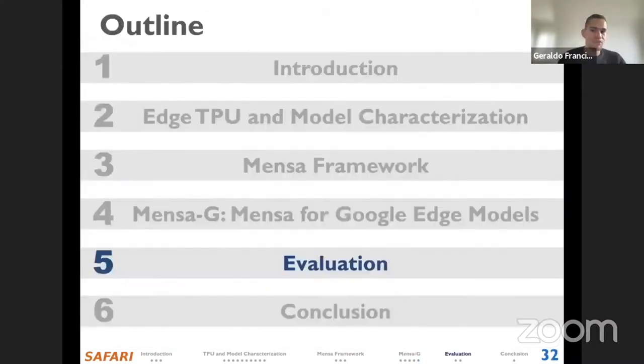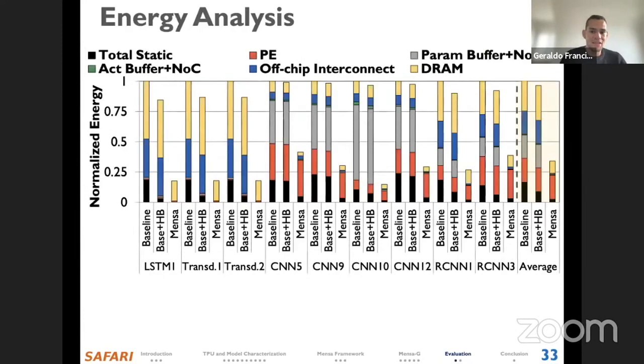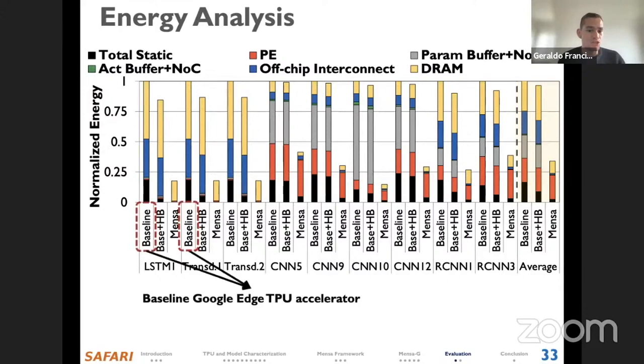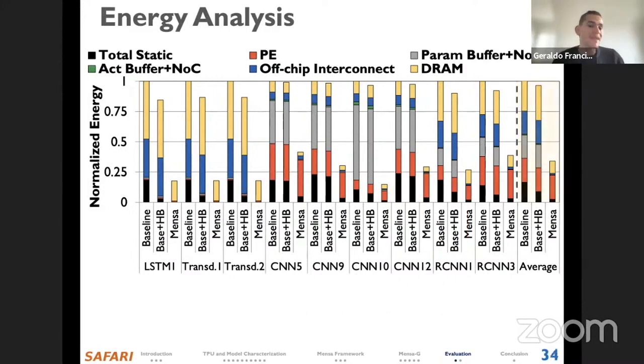Finally, we provide a brief overview of our evaluations. We analyze the inference energy of our Mensa-G proposal against a baseline Edge TPU accelerator, the baseline using a high bandwidth off-chip memory device as its main memory. In this plot, energy values are normalized to the baseline Edge TPU accelerator. Again, we break down the energy values between each component of the accelerator design. We make the following observations based on our energy analysis.